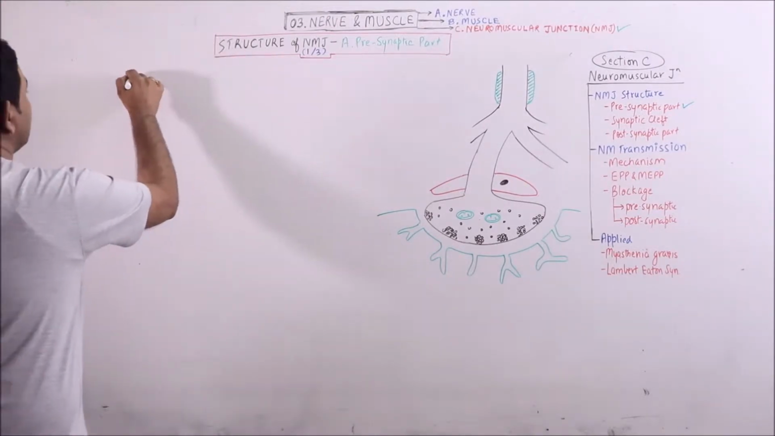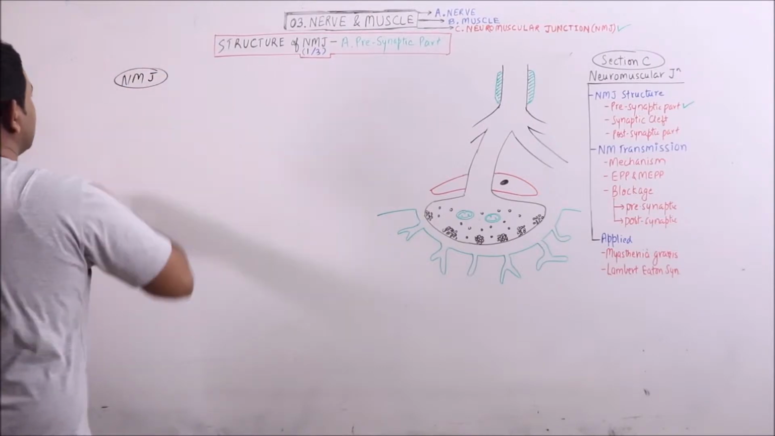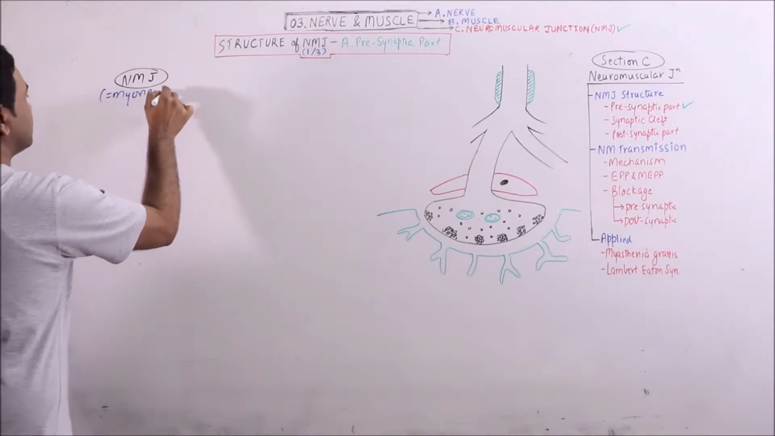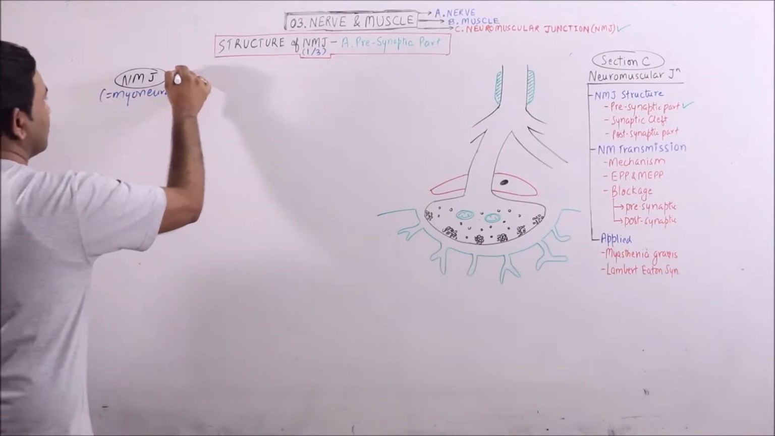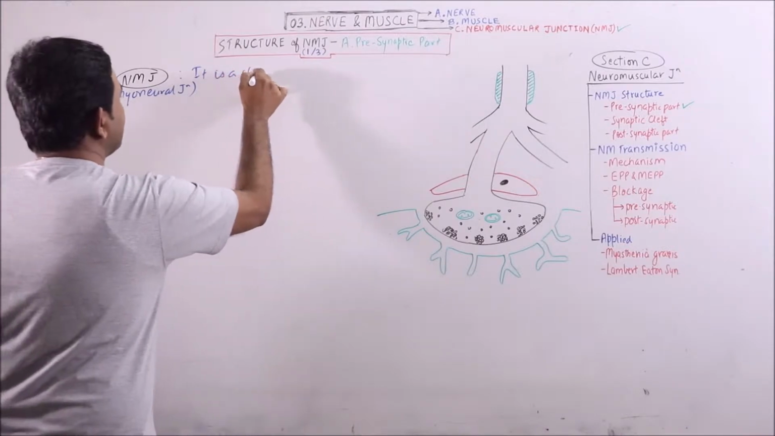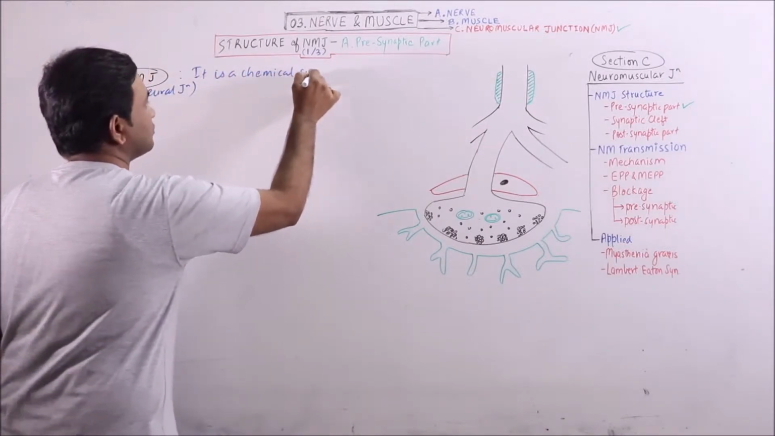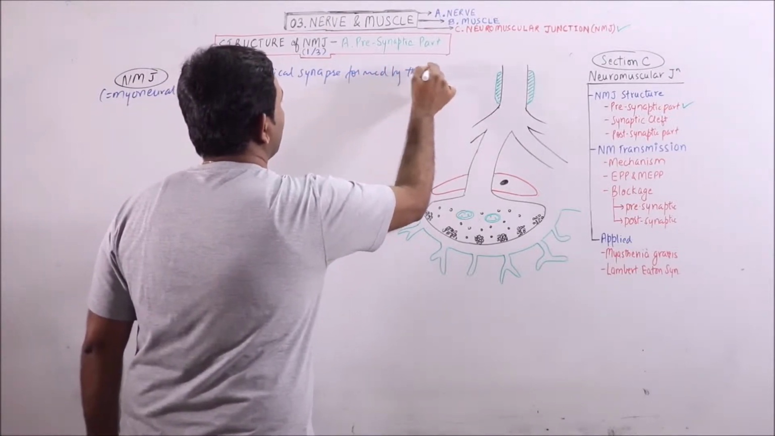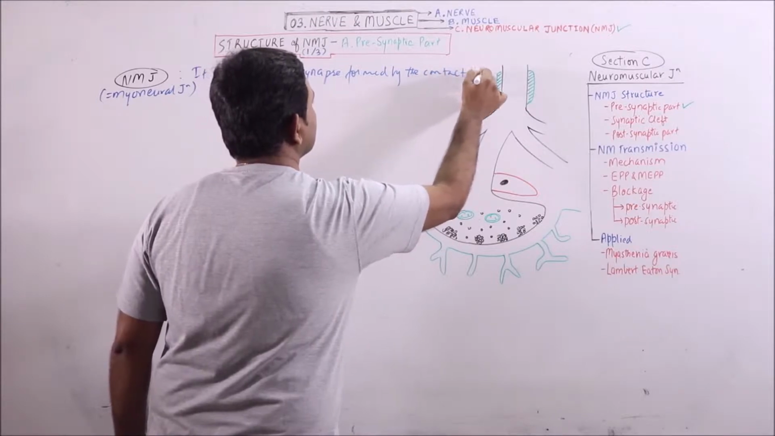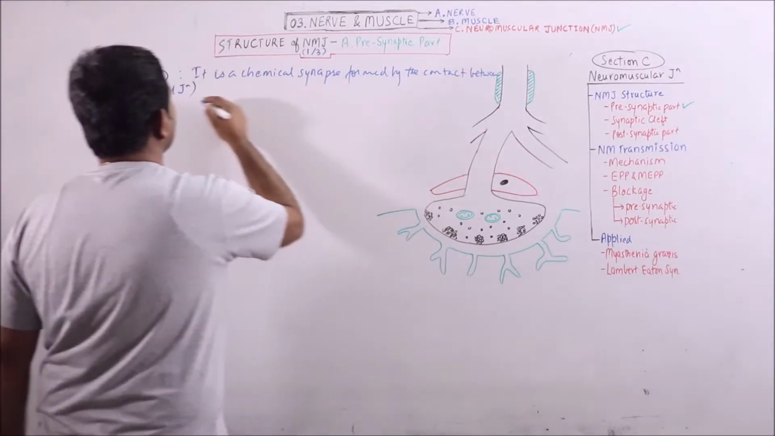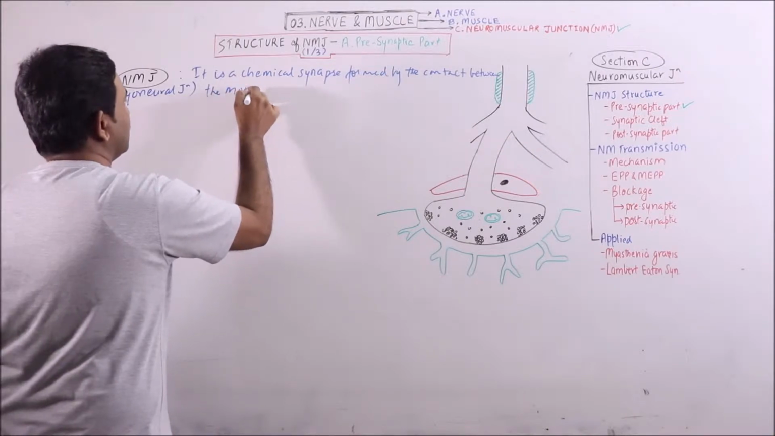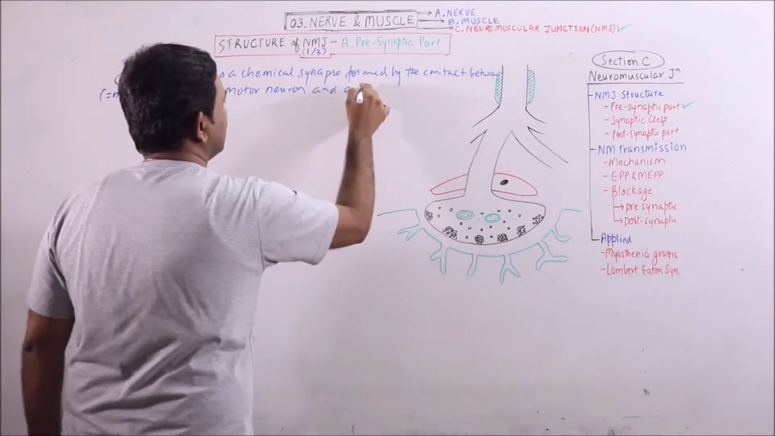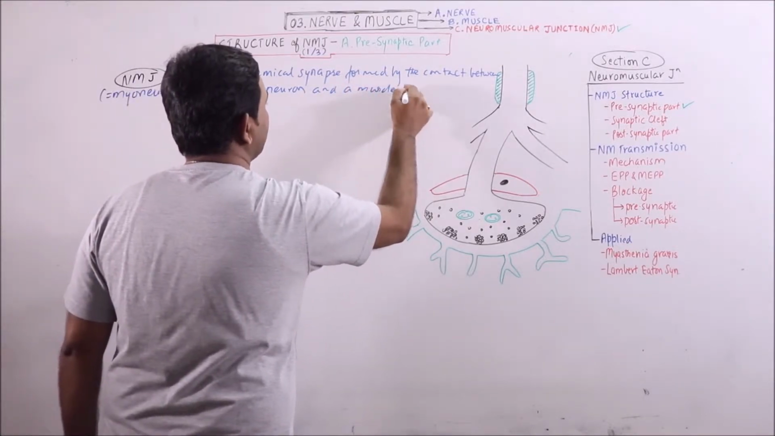First of all, what is neuromuscular junction? Neuromuscular junction is also known as myoneural junction. It is a chemical synapse formed by the contact between the motor neuron and a muscle fiber.